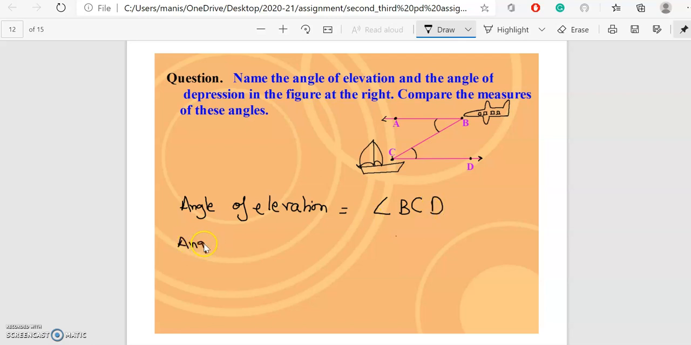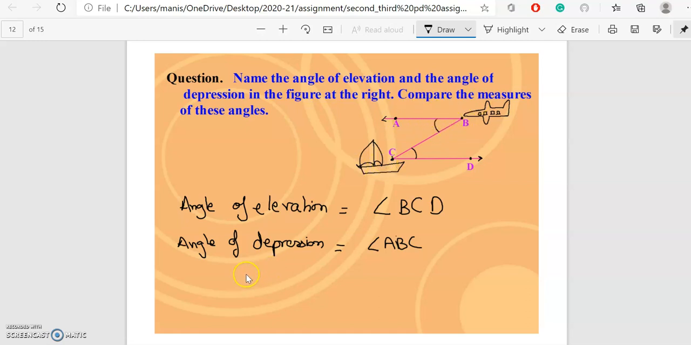So what is the angle of depression? The angle of depression is formed between the horizontal line from an observer to an object, and the object is lower than the observer. It is at a lower height, so it's over here. So it's ABC. This is your angle ABC. This angle is technically your angle of depression, but we will use these three letters.